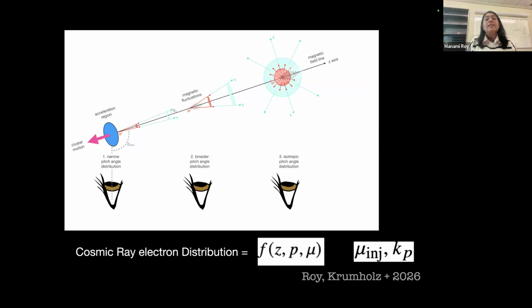By looking at the displacement, you can tell about the pitch angle distribution of the cosmic rays emitted from this region. So this kind of work is also necessary, and we are doing it because it's important to constrain the cosmic ray diffusion coefficient or transport physics at the local scale.